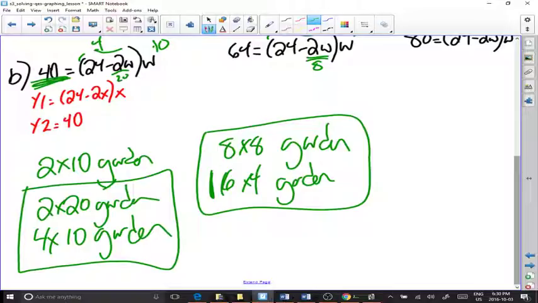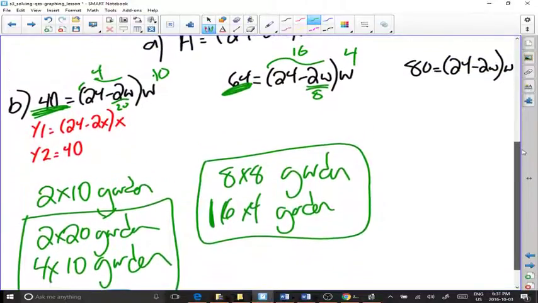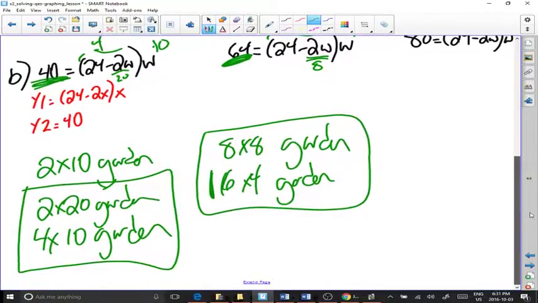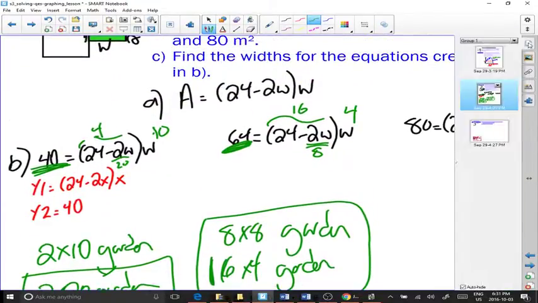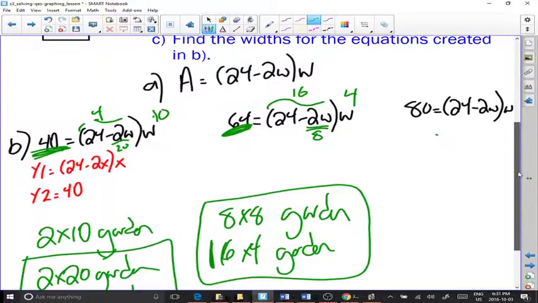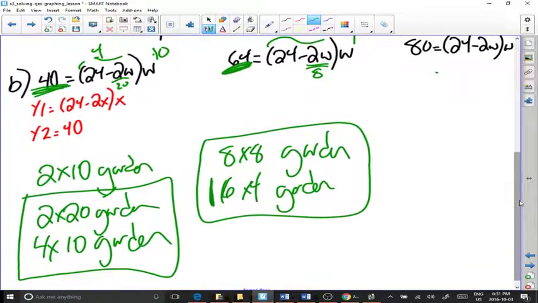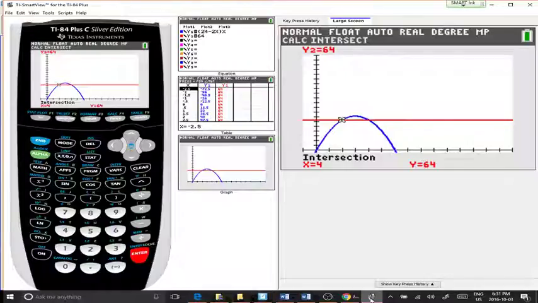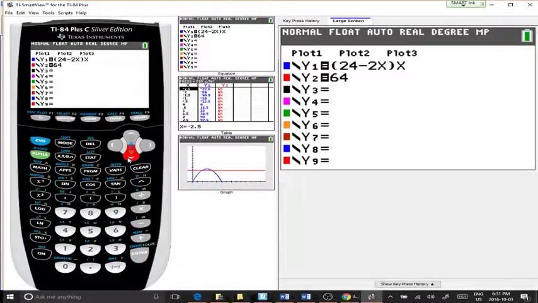An 8x8 garden and a 16x4 garden give us an area of 64. And last but not least, we need to look at this one where we have an area of 80. So when we have an area of 80, we have to plug in 80 for our y2. When we plug in 80, though, we're going to see something a little crazy here.